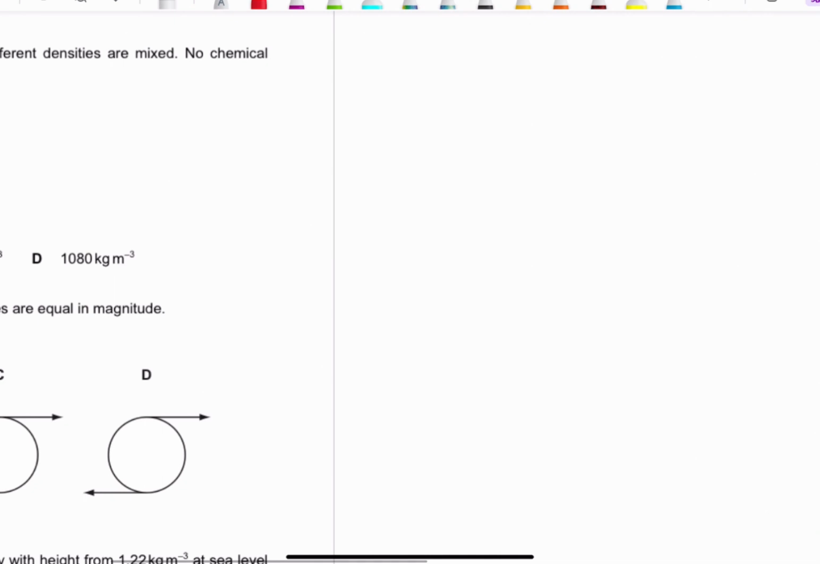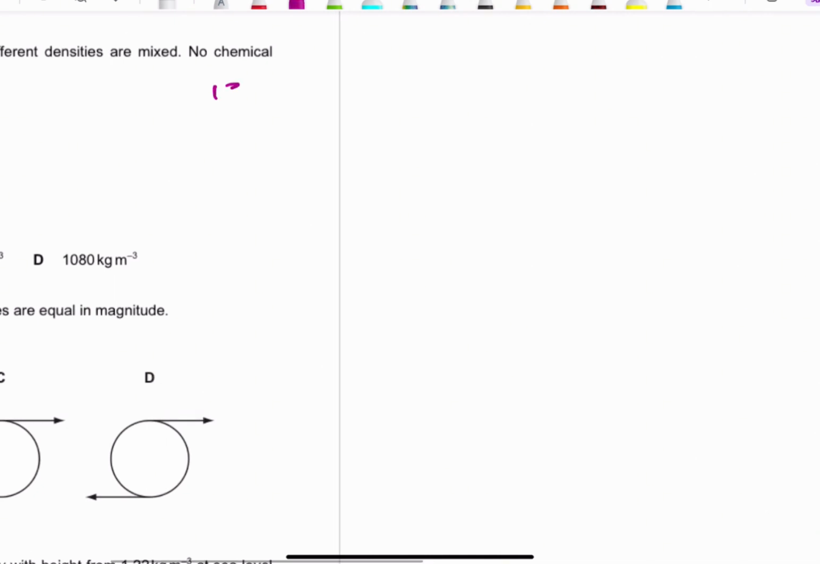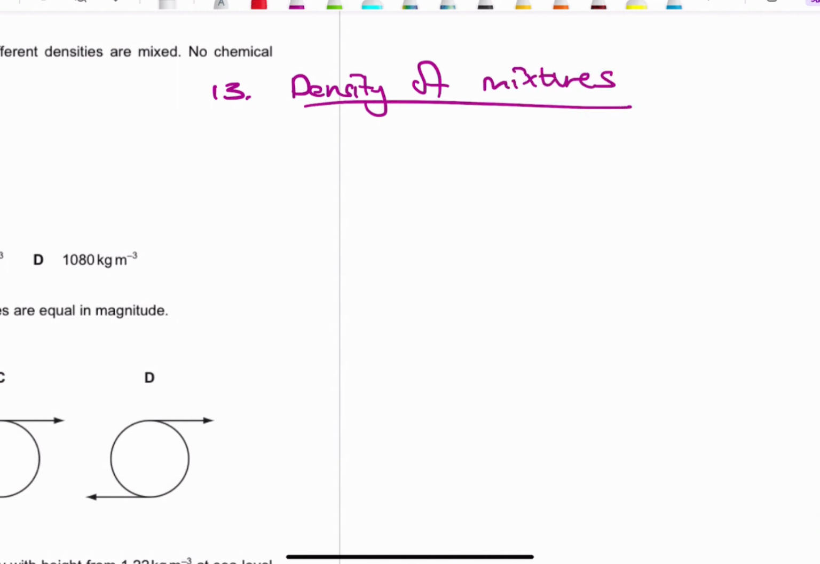So for question 13, I need you to be thinking of these things. This is a topic that has been coming up a lot. So think of this. This is called density of mixtures, right? So how do you find density of mixtures? The method is pretty simple. It's one method only, right?